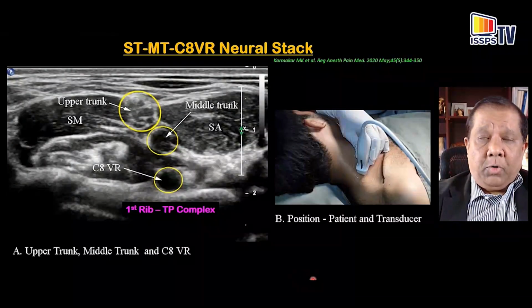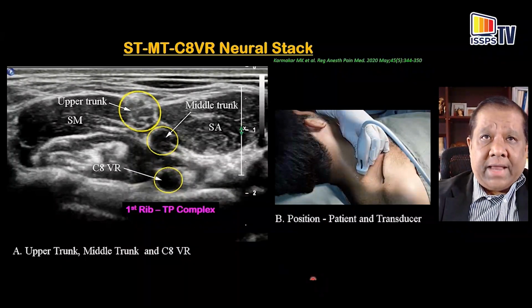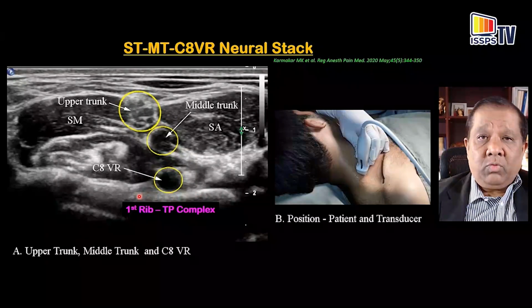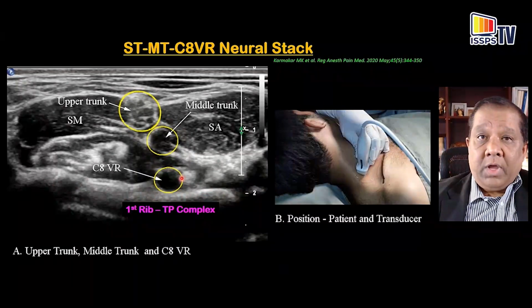Also, another important neural arrangement in this brachial plexus highway is the neural stack formed by the superior trunk, the middle trunk, and the C8 between the two scalene muscles and overlying the transverse process of T1 and the first rib complex. As you can see here, the C5 and 6 have fused to form the superior trunk, and the C7 continues as the middle trunk, and the C8 is now lying on top of the T1 transverse process and first rib complex. So this neural stack that you see is very consistent from individual to individual.